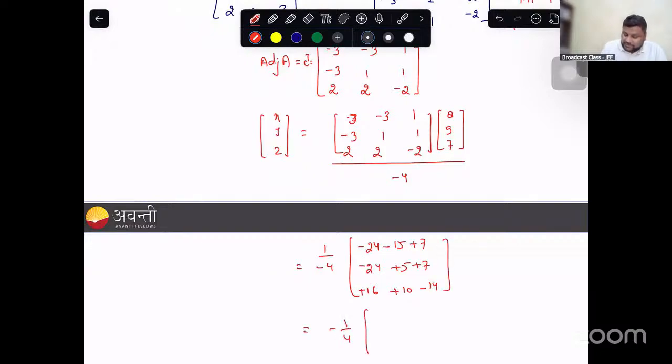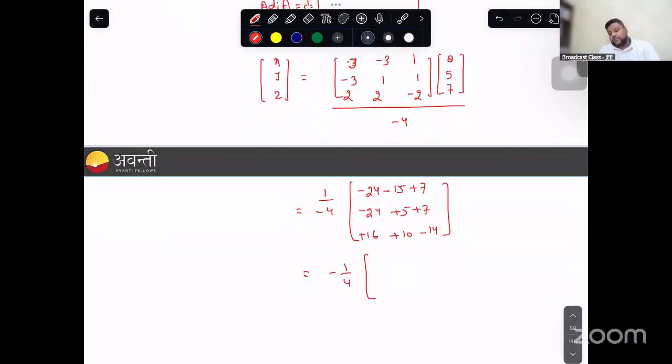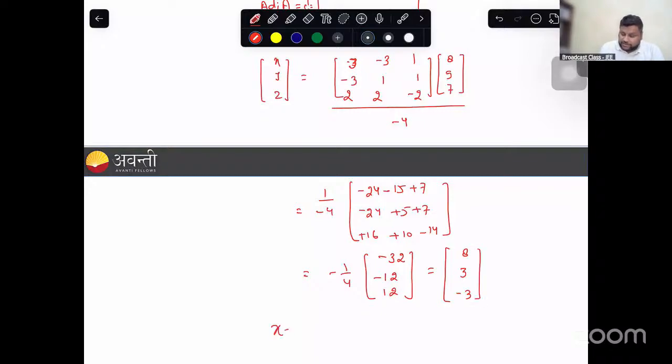So it is minus 1 by 4 times 24 minus 8, 32, minus of 32, 24 and 12, so it became minus 12. 16 and 10, 26, 26 minus 14 is also 12. So divide by minus 4, it will become 8, 3, minus 3. So your x is 8, your y is 3, and your z should be minus 3. This should be the answer.